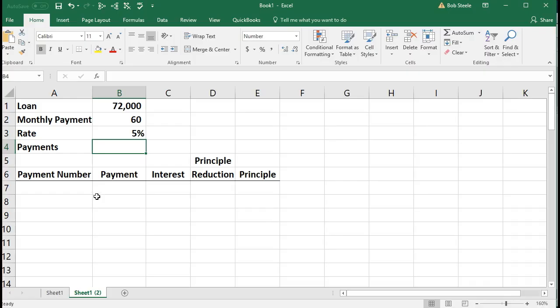Here is our data in Excel. We have the 72,000 loan. We're going to say it's for 5 years, and we're going to pay monthly. So 5 times 12 means we're going to make 60 payments, and we're going to say the rate is 5%. On a typical loan, that's going to be the type of information we have. We may or may not even know the payment. We probably know the payments too, but we're going to calculate the payments here.